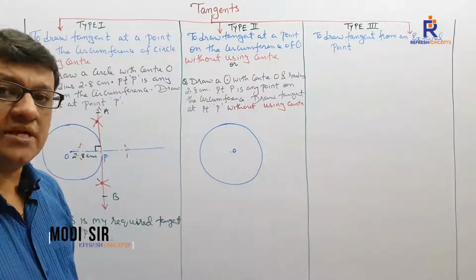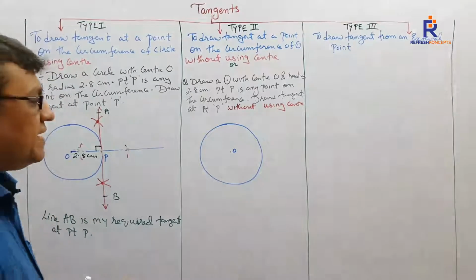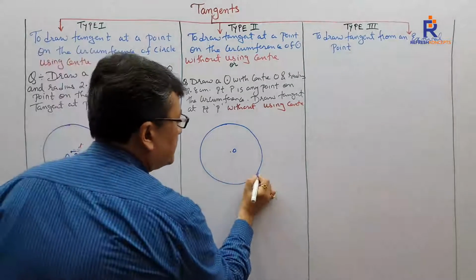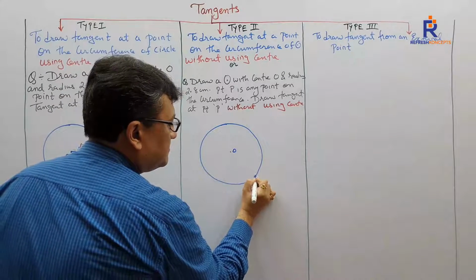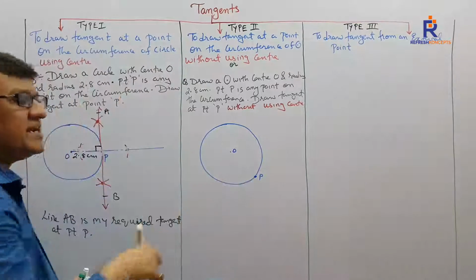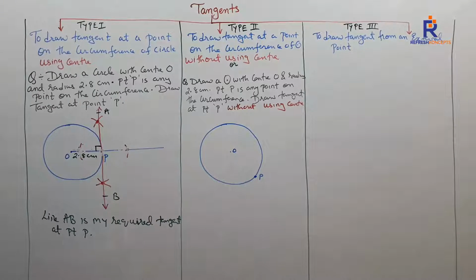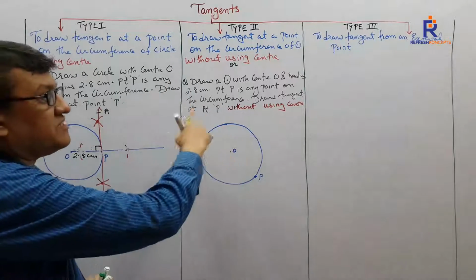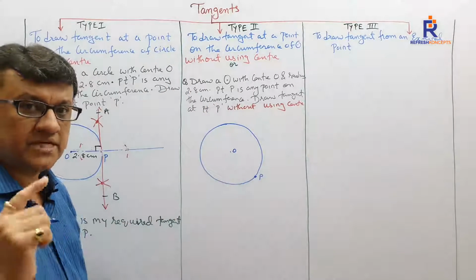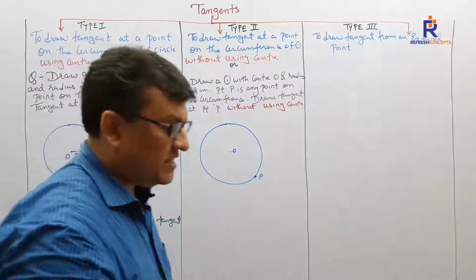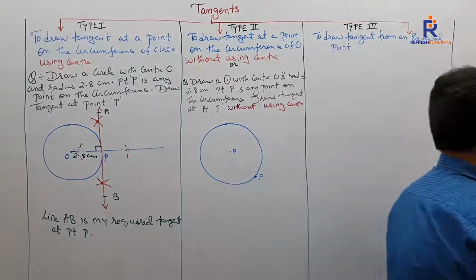Now, anywhere you are supposed to take point P. I am taking point P here. This time, slightly inclined, lower side. Any problem? Because point P is anywhere on the circumference of the circle. Right? Now, what are the steps? Keep this in mind, please, children.